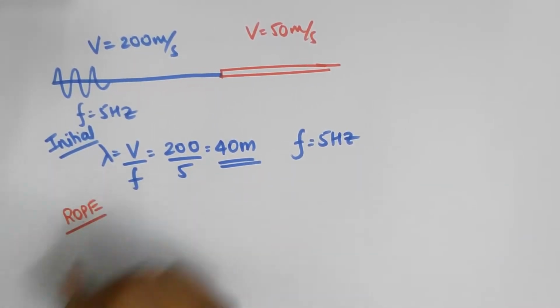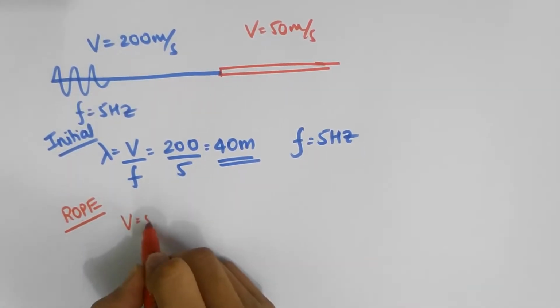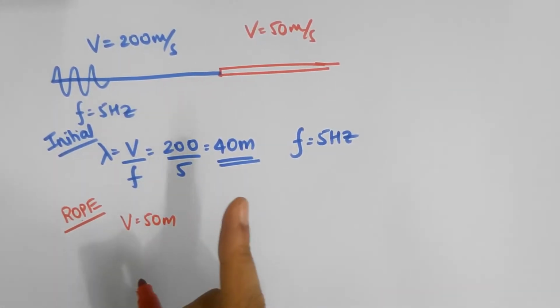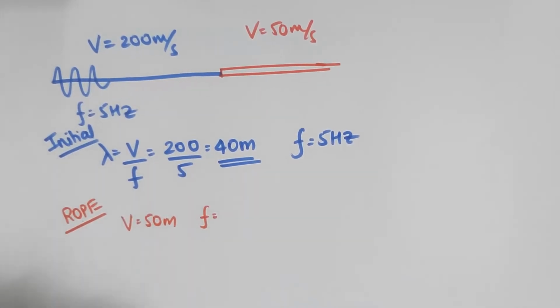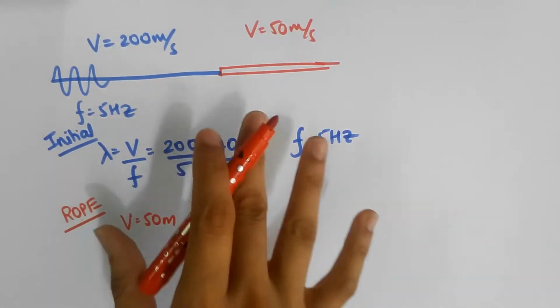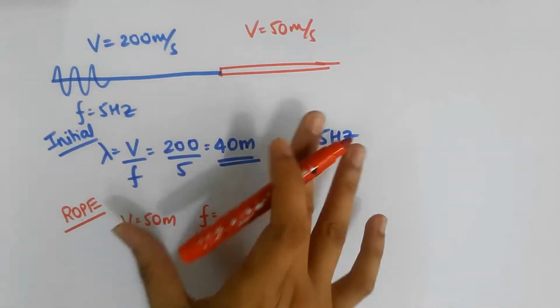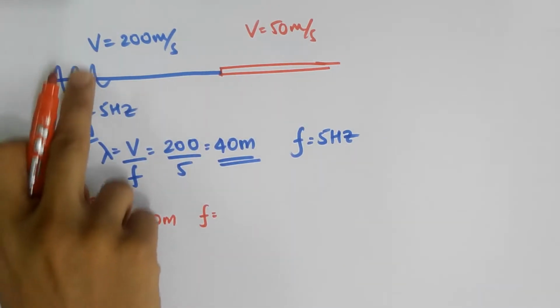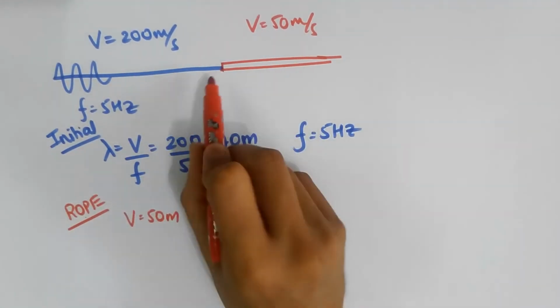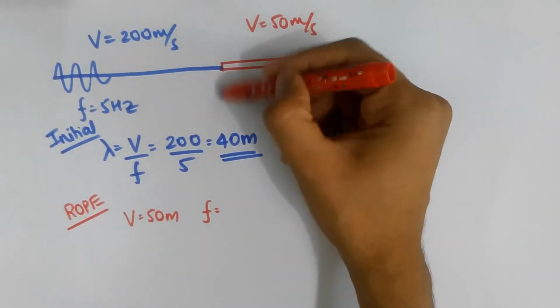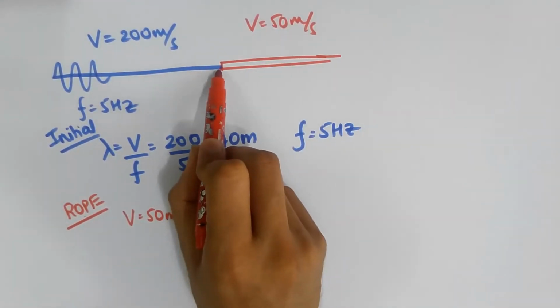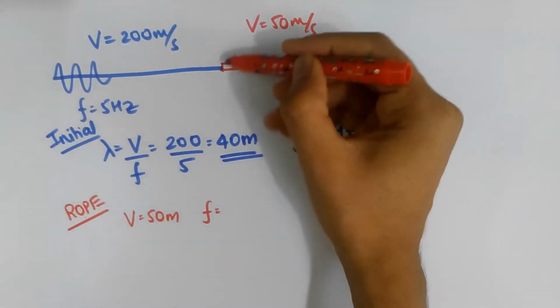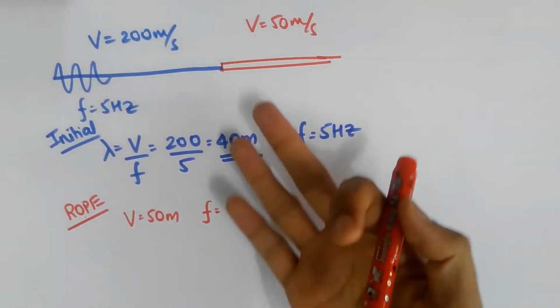In the rope, we know the velocity is 50 meters per second. And remember what I told you? Frequency of the wave doesn't depend on the medium. It is decided by the source. If the source says I'm going to create 5 Hz and you have 5 oscillations per second, just think over here. If this particle at the junction is oscillating 5 times per second, and this particle is connected to the next particle, which is of the rope, this particle of the rope must also oscillate 5 times per second.